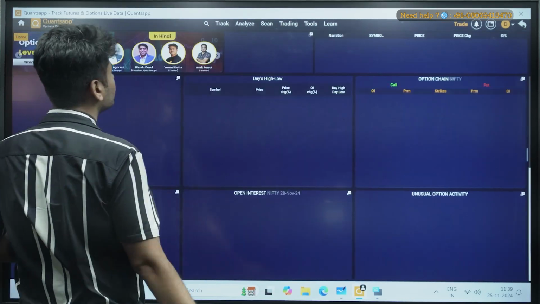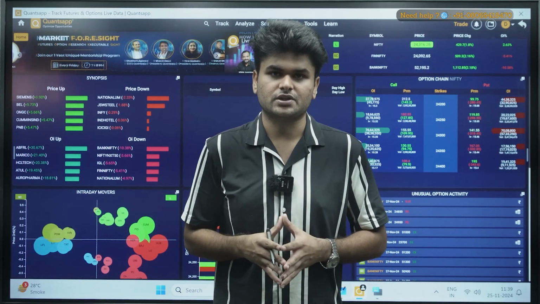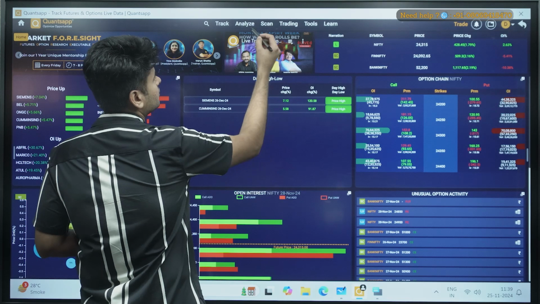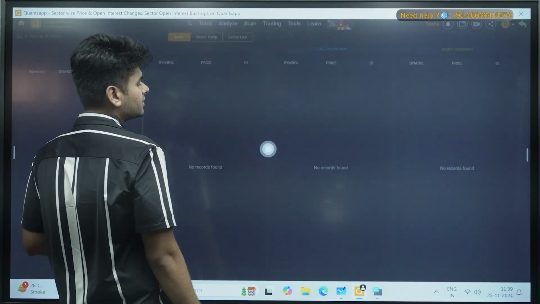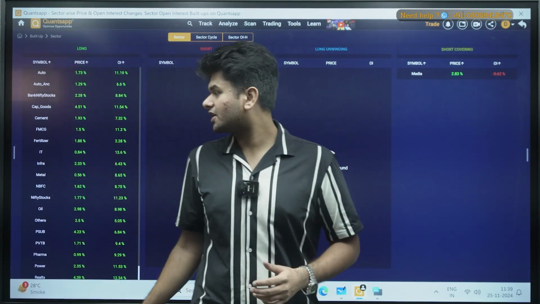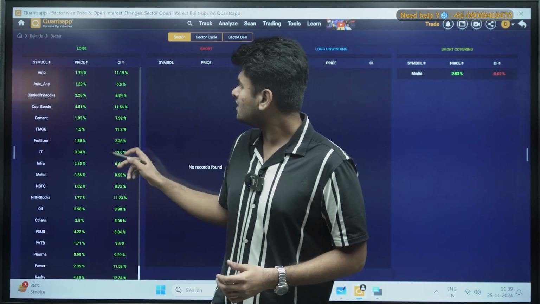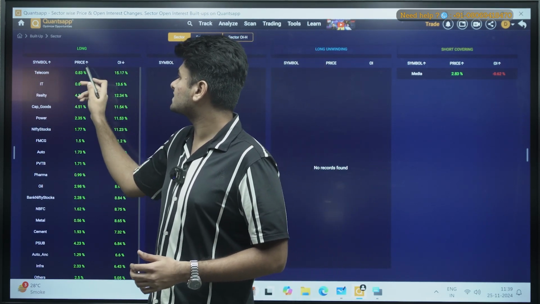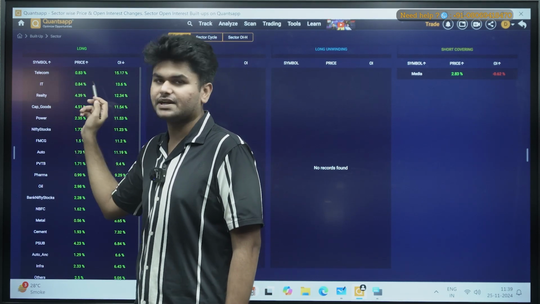Firstly, you need to understand which sector is performing. So you can come here in the track section and open the built up sectors. Today, if you're seeing it intraday wise, we are seeing good momentum in all the sectors. But you can check with the OI where you are seeing the maximum OI being built up: you are seeing it in the telecom and the IT sector.